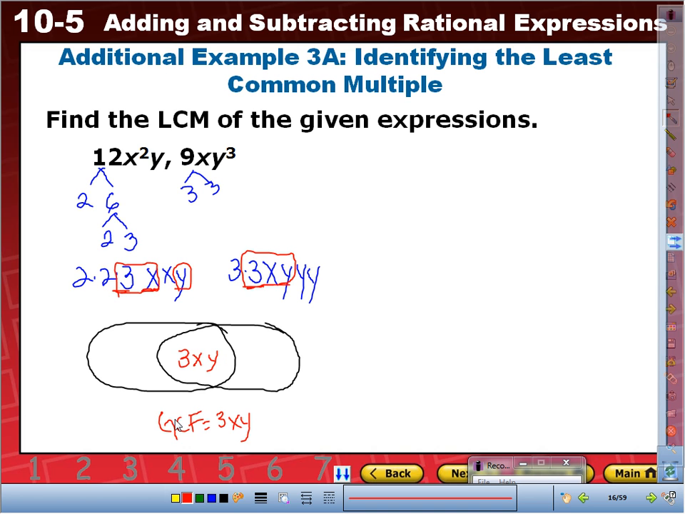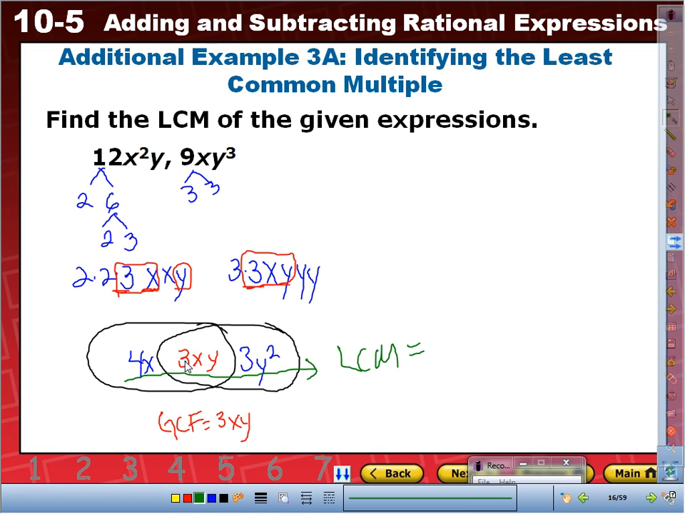No, they're asking us for the LCM. So let's see. What's left for this side? 2 times 2, which is 4x. Right? You see this x right there? What's left on this side? 3y squared. So to find our LCM, all I have to do is multiply everything from left to right that way. LCM.